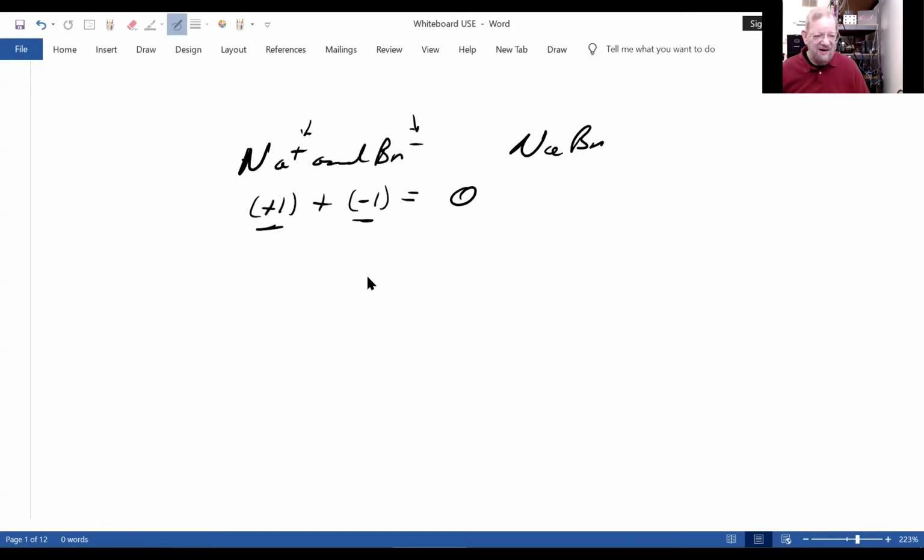Now, why don't you try this one on your own? What would be the formula of a molecule formed from sodium cations and oxygen anions?